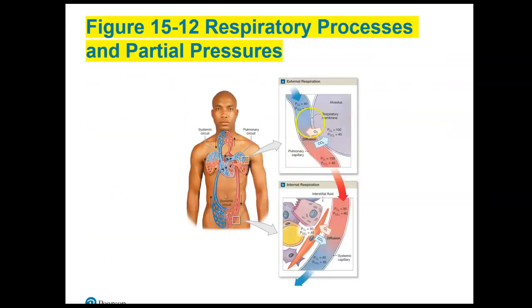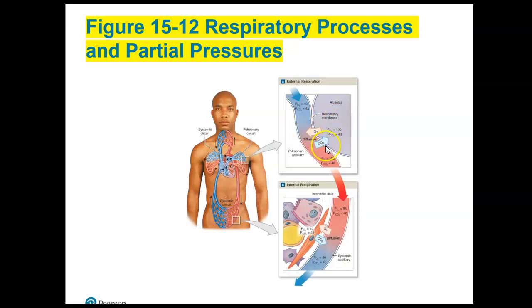I've skipped a lot of this, so I just want to focus on figure 15.12, the respiratory processes and partial pressures. Let's start with external respiration, which occurs between the alveoli in the lungs and the capillaries that surround them. Let's just look at oxygen. The partial pressure of oxygen in an alveolus is 100 millimeters of mercury. In the capillary, as it moves toward the alveolus, the partial pressure of oxygen is 40 millimeters of mercury. That's a difference of 60 millimeters of mercury.